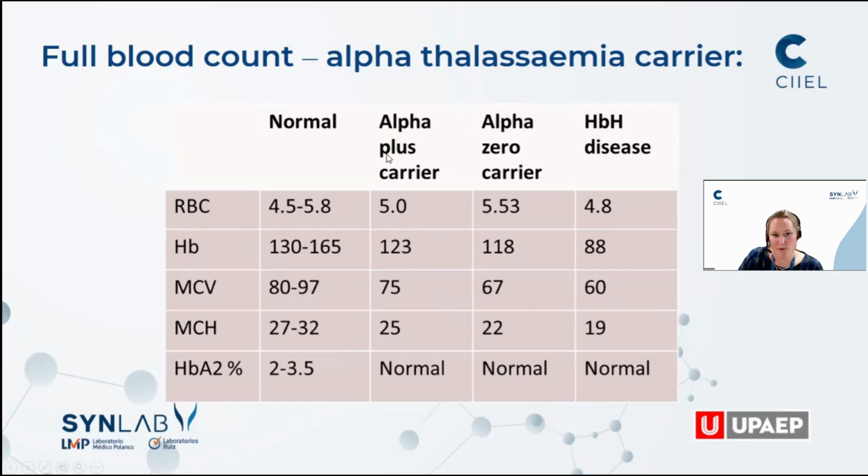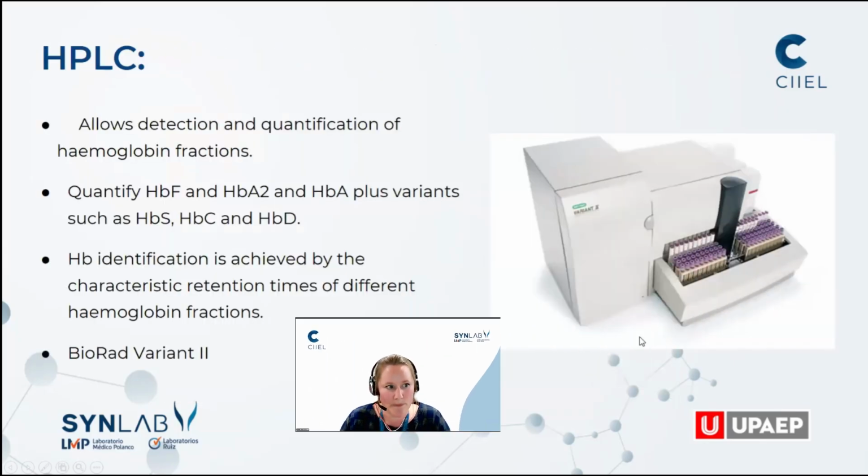So you've got normal, alpha plus thalassemia carrier where you've got 1 gene deleted, alpha 0 carrier where you've got 2 genes deleted, and then HbH disease where you've got 3 genes deleted. So you can see in this HbH disease full blood count, there's quite severe anemia here. And they all have this reduced MCH, and the degree of microcytosis and hypochromia gets worse as you reduce your number of alpha globin genes that are functional.